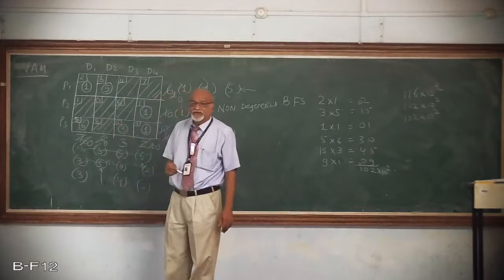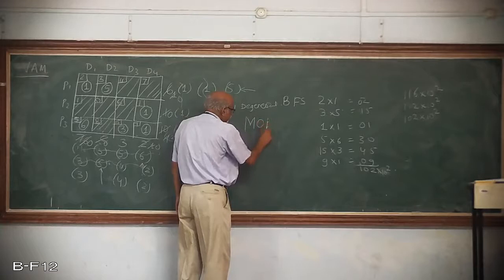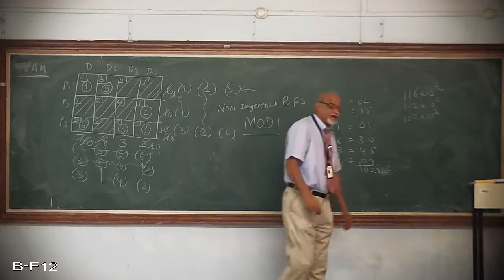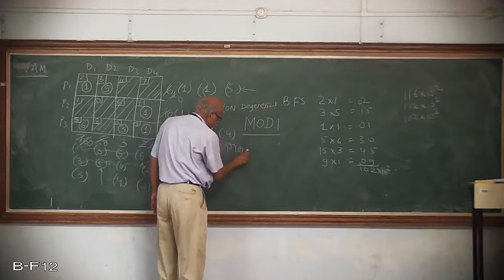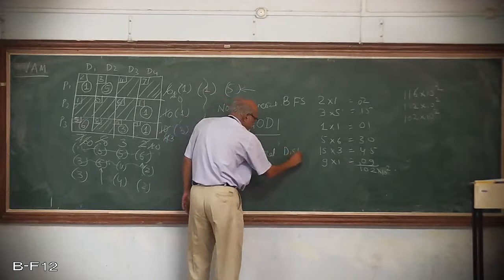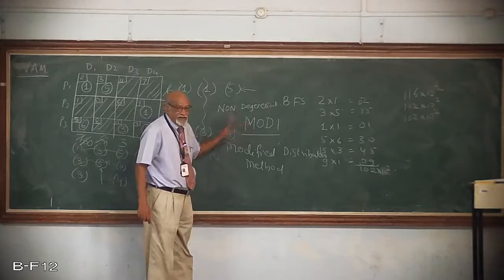That method, the optimality testing method, is called the MODI method. M-O-D-I. It is not developed by a person called Modi. No. It is the short form of modified distribution method. Got this? It is the modified distribution method. Okay? Just remember that, and let us see how it works.